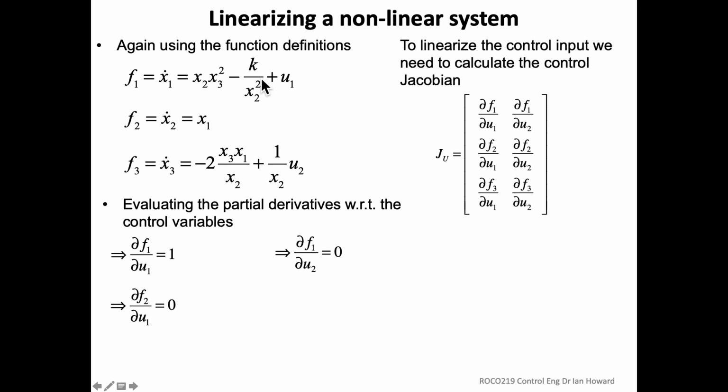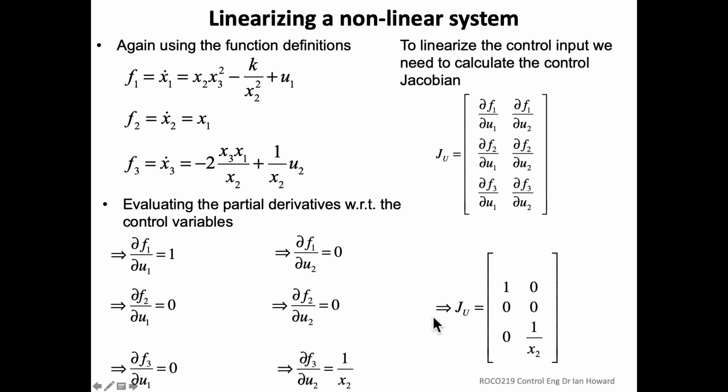Second one, there's no u's in there at all, so 0 and 0, and the third one, with respect to u1, well, there's nothing there in u1, so that's 0. The second one, with respect to u2 goes to 1, so it's 1 divided by x2. So in go the values into our Jacobian matrix.